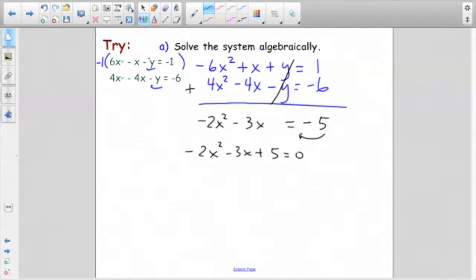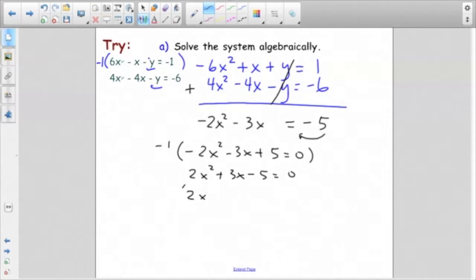So now we go to our quad program. And we get what? Well, let's see if we can just do some triple play. So let's just times this by -1. So we get 2x squared plus 3x minus 5. It's easier to triple play in positives.